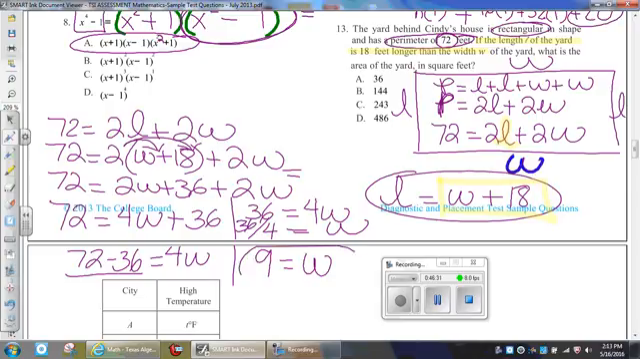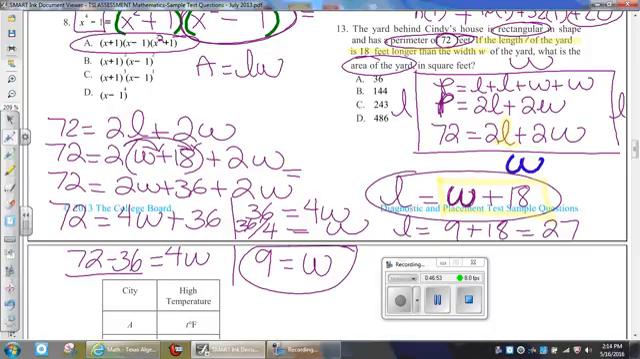Now, if we know the width, it's pretty easy to figure out the length, right? Because we know that the length is 18 longer than the width. And we're saying that the width is 9, so 9 plus 18 is equal to 27. So the question here is find the area. We already established that the area is found by multiplying the length times the width. And so the area will be the width, which is 9, times the length, which is 27. Can you multiply that, Samantha, please? Yes.